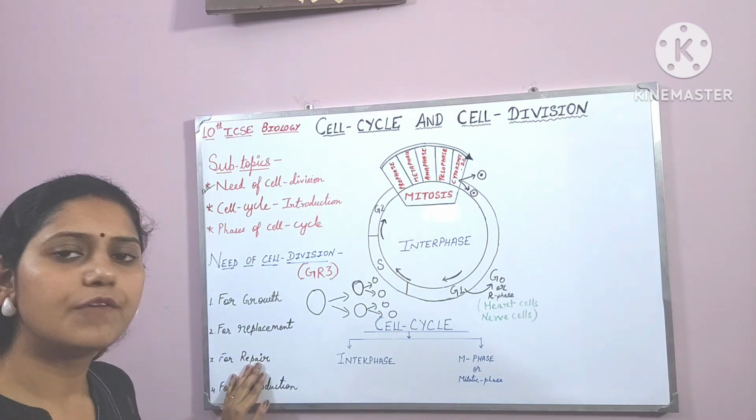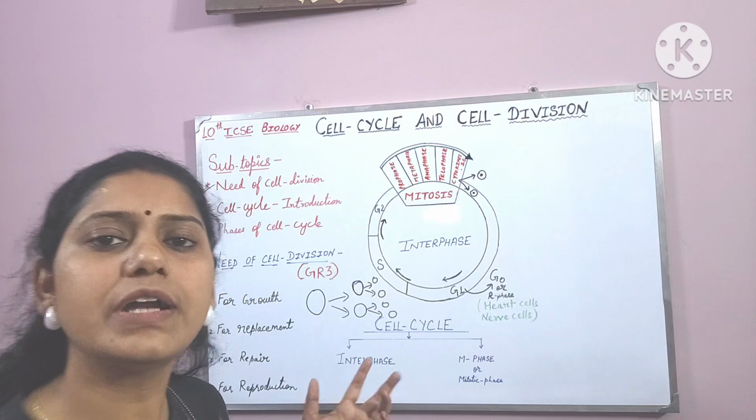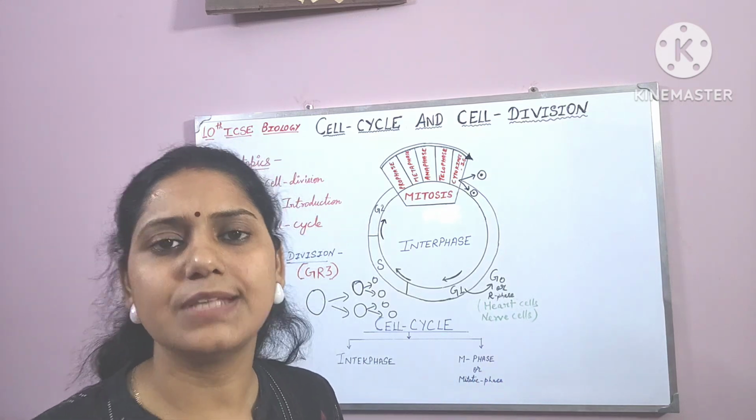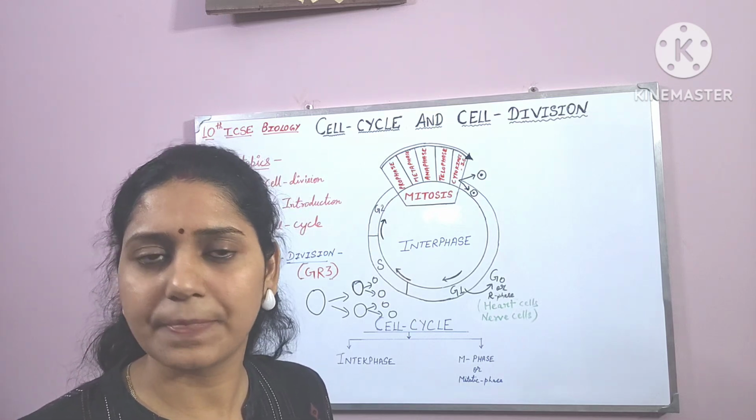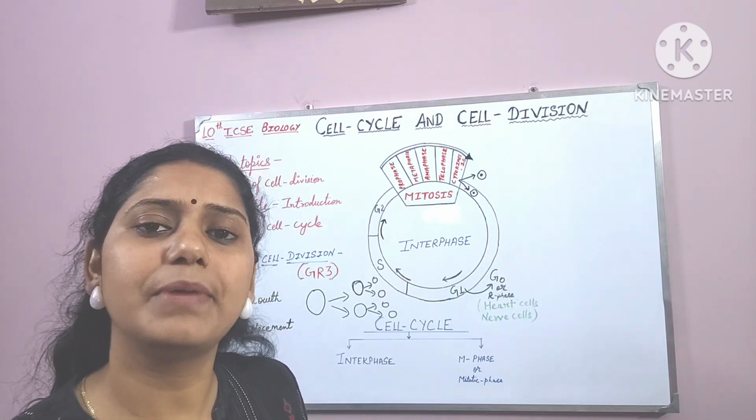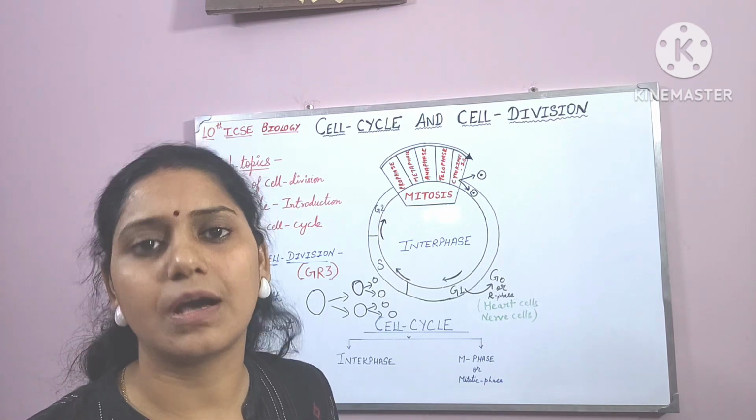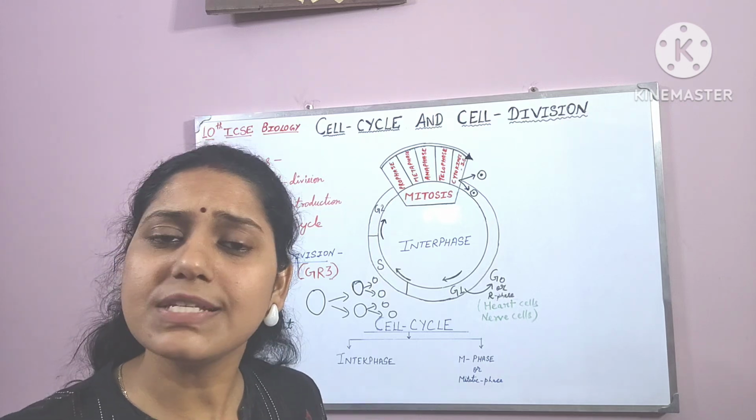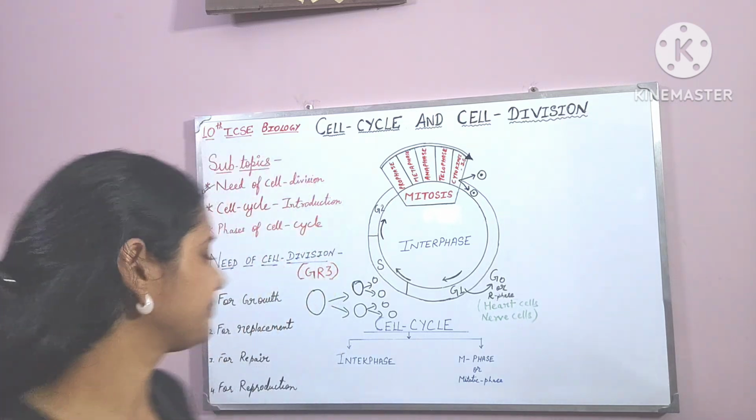The third is for repair. Repair of what? Suppose we got injured somewhere. Now, in that place of injury, healing will be done after some time, after some days, right? How will this healing be done? In that place of injury, new cells will come. New cells will come and fill that gap. How will these new cells be formed? By the process of cell division.